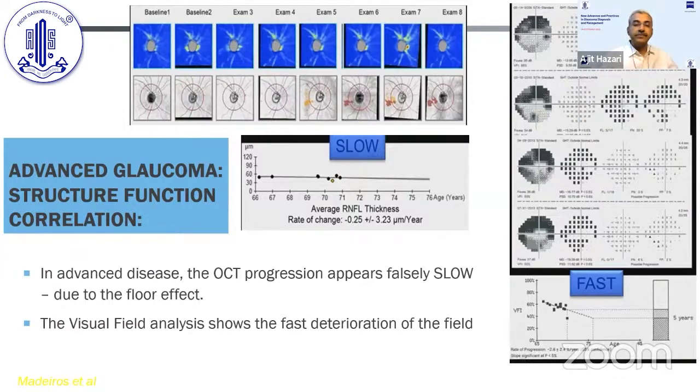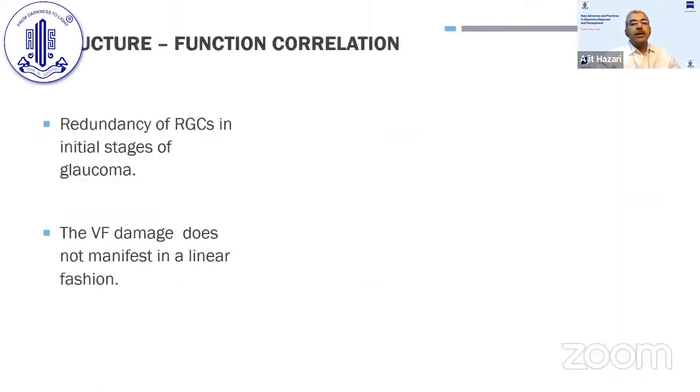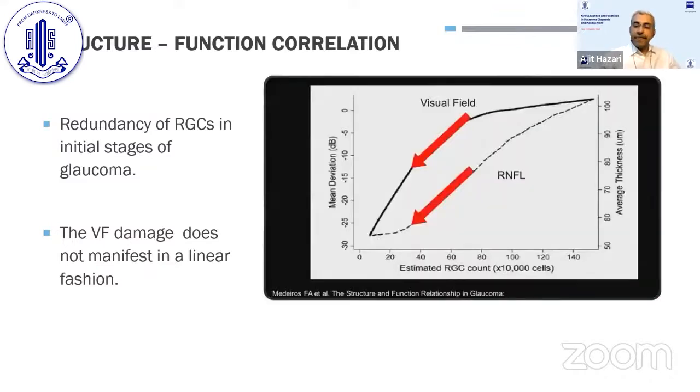It is not 4 percent, it is 64 percent. If we look at the structure function correlation, it is 64.